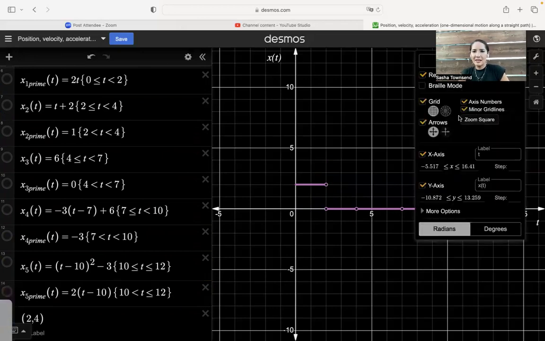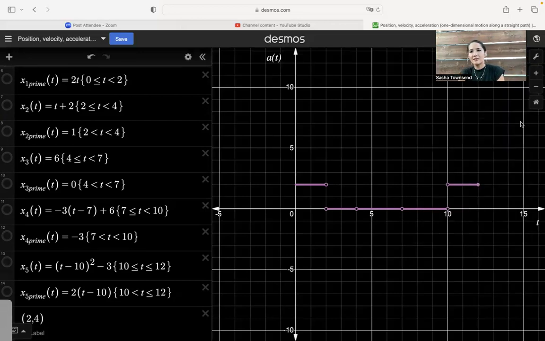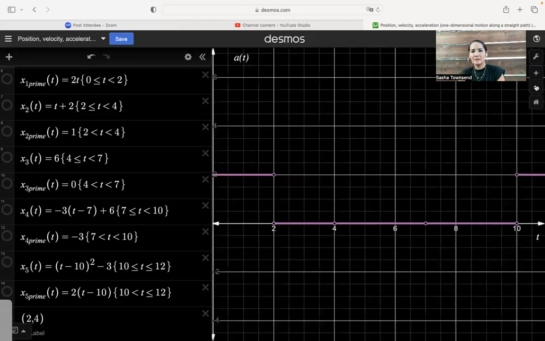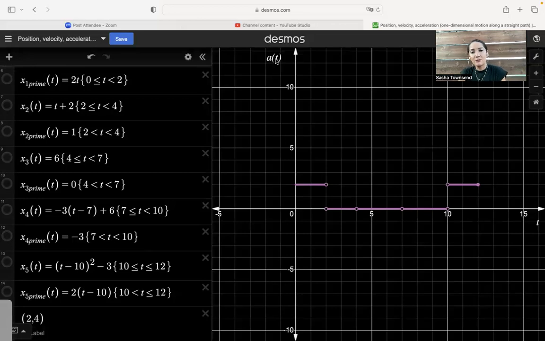Now in this case, we should actually change our label. I would call this x double prime. Or if we wanted, we could call it a of t for acceleration. So that's the acceleration as a function of time. The other one we would type v of t for velocity as a function of time. And if you want to graph the speed, you just take the absolute value of velocity. So everywhere the function is positive, it stays the same. Any intervals where the function is negative, you multiply by -1 to make it positive.